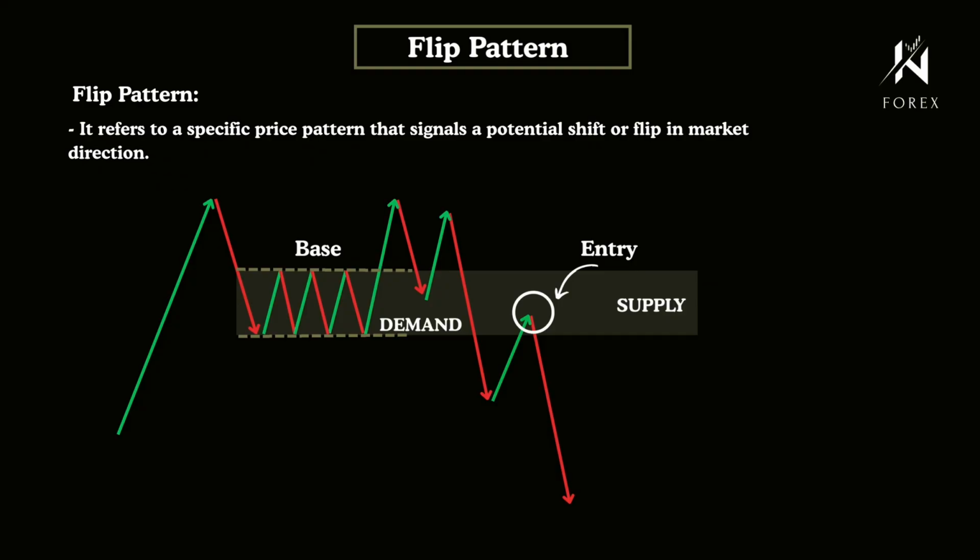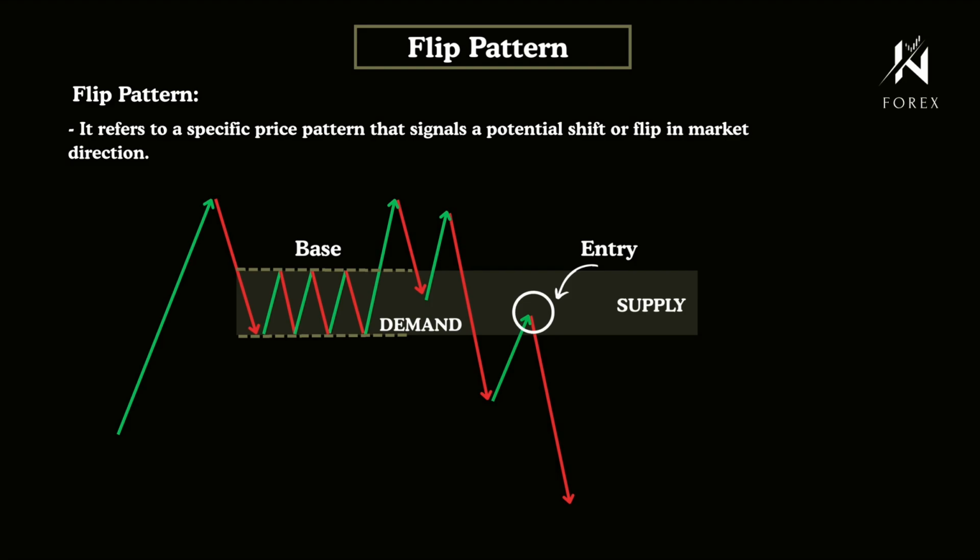Once the zone is broken, its characteristic changes. The previous demand zone becomes a new supply zone. If price retraces to this zone, it's likely to mitigate it before continuing its bearish momentum, offering an opportunity for a short entry aligned with institutional order flow.